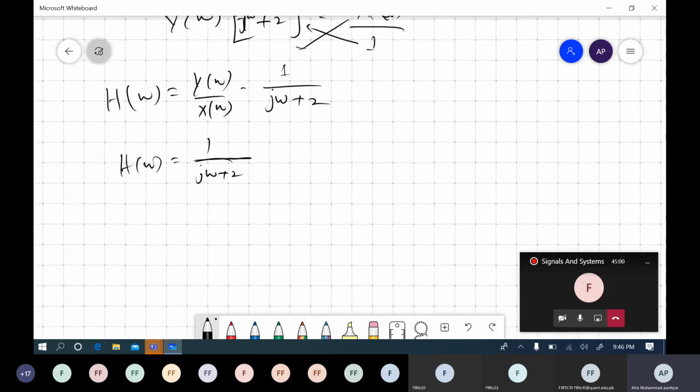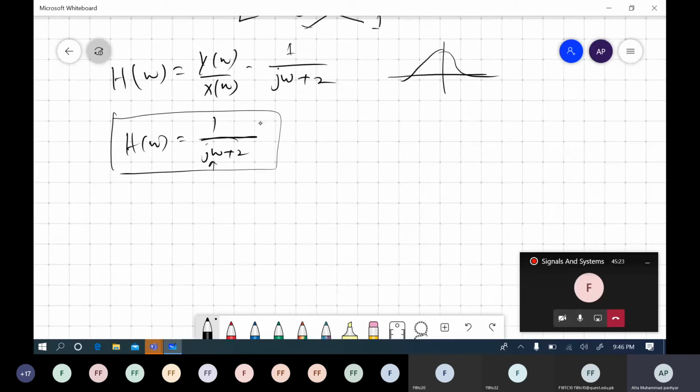Now if you see this, then we can say that whatever the frequency of our input signal is, it is multiplied with this low pass filter. If you plot it, it would be something like this, right? It looks like a low pass filter. We have computed it in earlier classes, right? So this signal is always multiplied with the frequency response of the system.